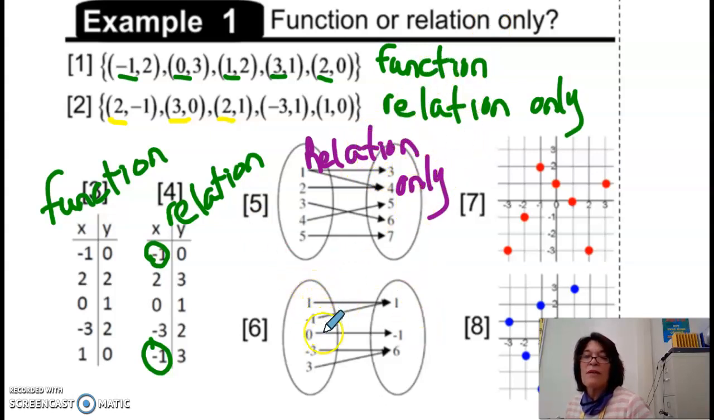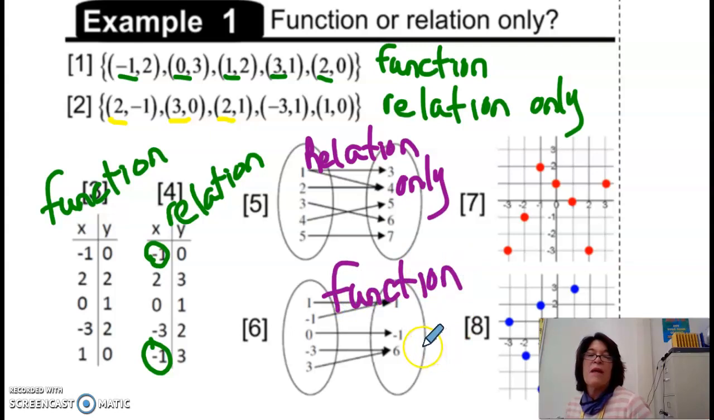This one, it looks like I only have one arrow. I don't care about these double arrows to the 6. I can have the same y coordinate. I cannot have the same x coordinate, and I don't. 1 gets mapped to 1. That's it. 1 doesn't get mapped to anything else. -1 gets mapped to 1. That's it. -1 doesn't get mapped to anything else. So this is a function.